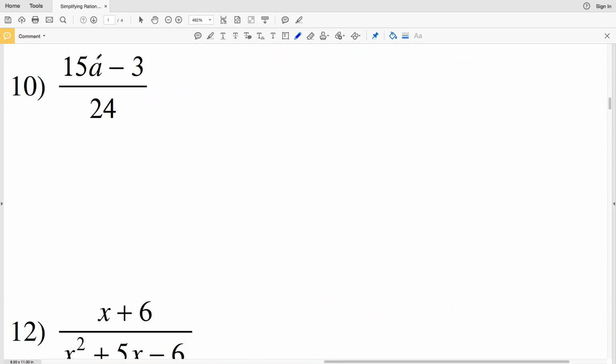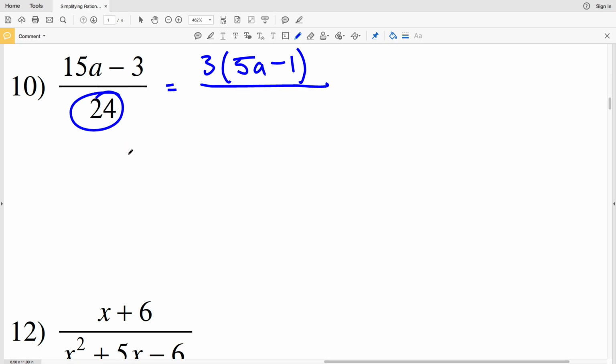In number 10, let's see if I can simplify this binomial in my numerator. 15 and 3 have a 3 in common, so I'll pull out a 3 to get 5a minus 1, because 3 times 5a is 15a, and 3 times 1 is 3. And in my denominator, I'll still have 24.